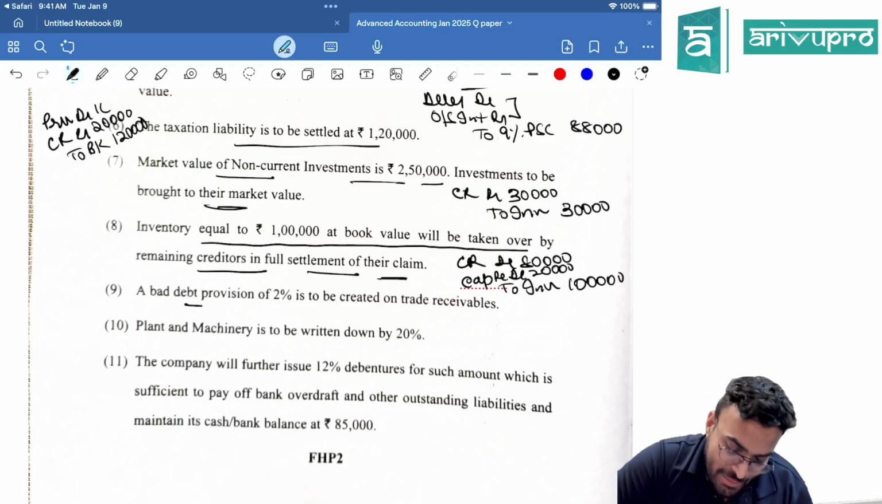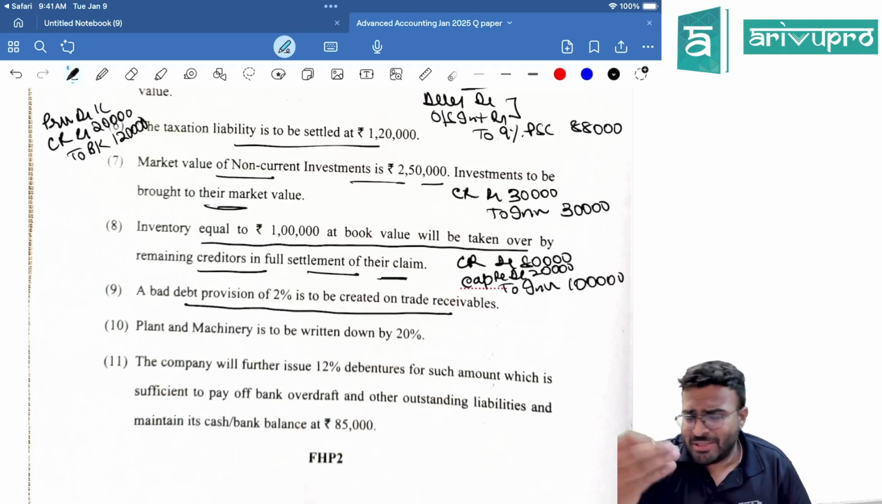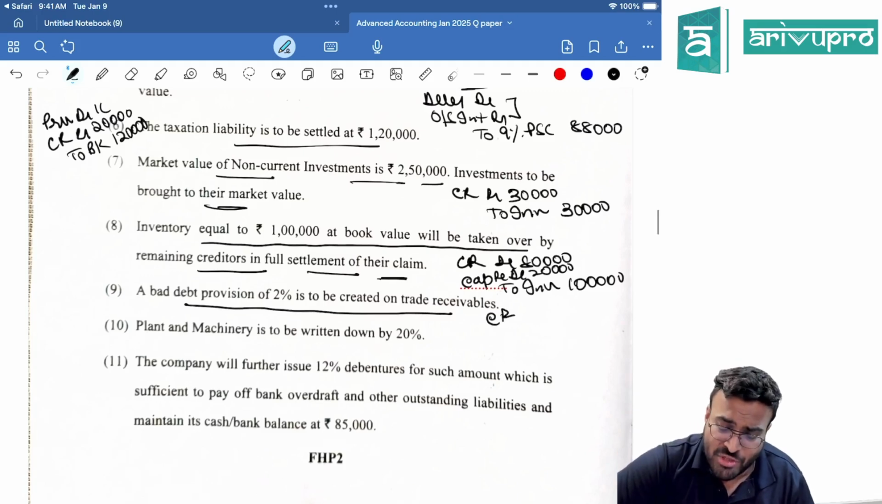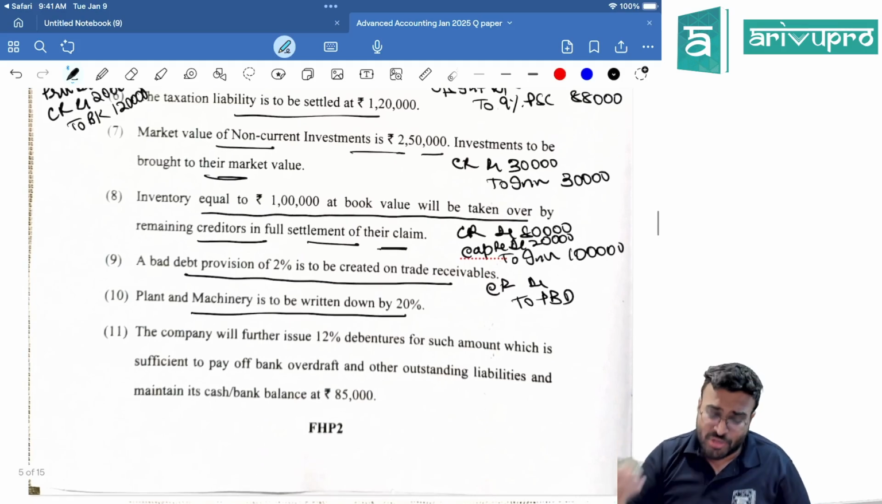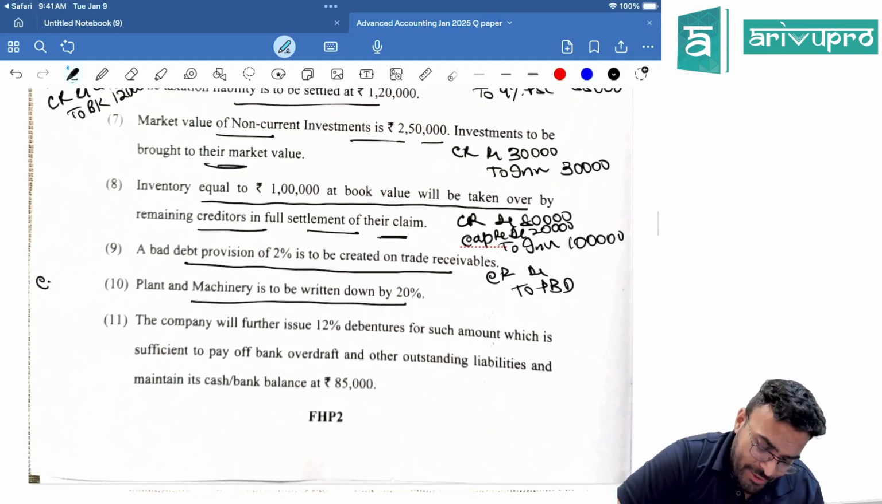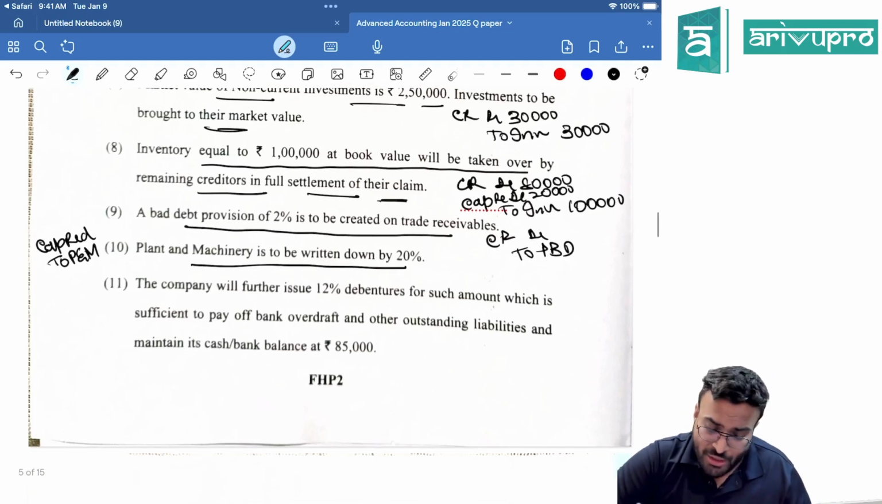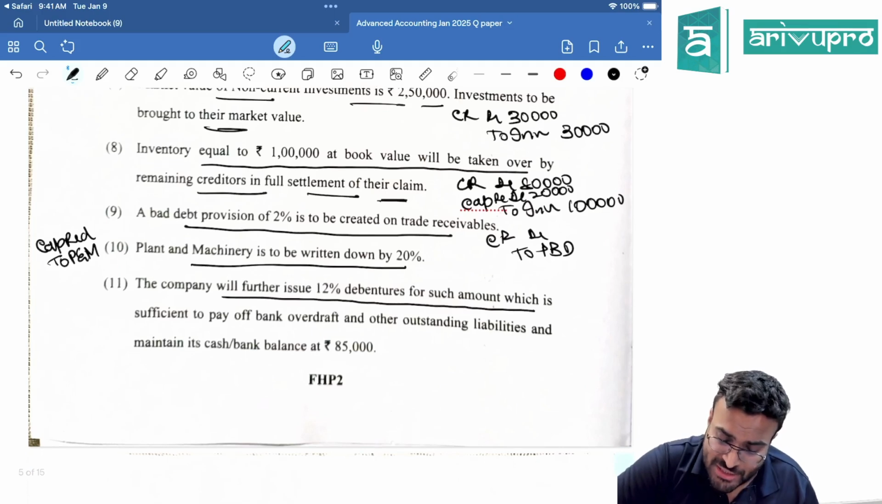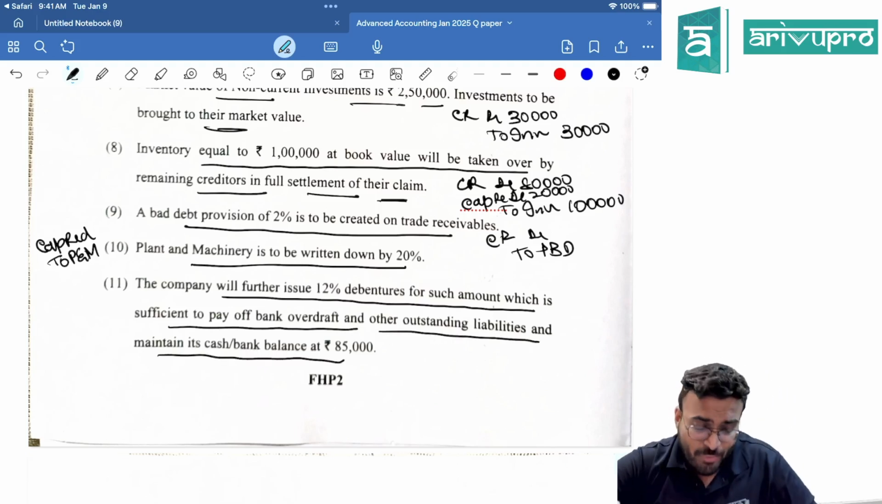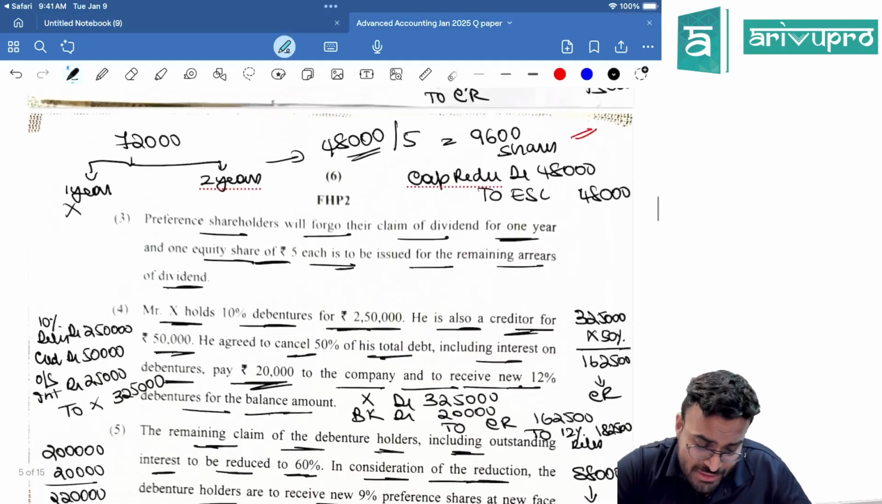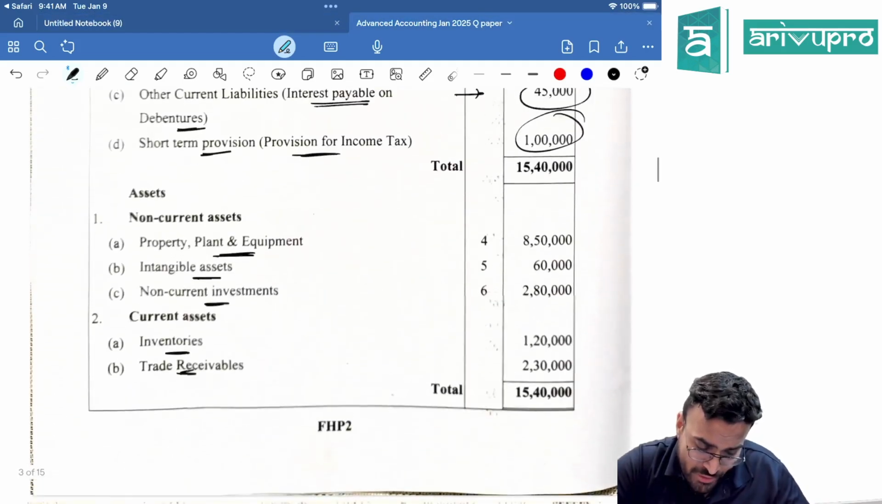Bad debt provision of 2% is to be created on trade receivable. See the value of trade receivable, create the provision. Capital reduction debited to provision for bad debts. Plant and machinery is to be written down by 20%. Go and calculate plant and machinery; then the entry will be capital reduction debited to plant and machinery. Company will further issue 12% debentures of such amount which is sufficient to pay off bank OD and other outstanding liabilities and maintain a cash balance of 85,000. Go and check how much liability we have. We have over here bank OD.